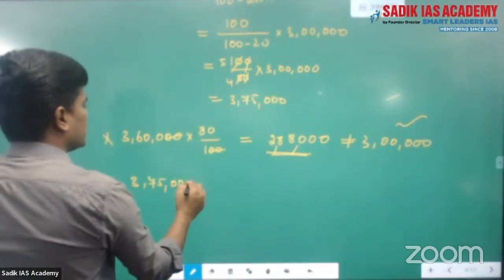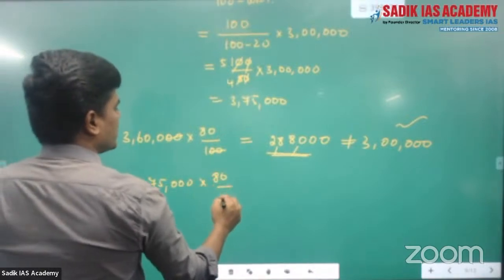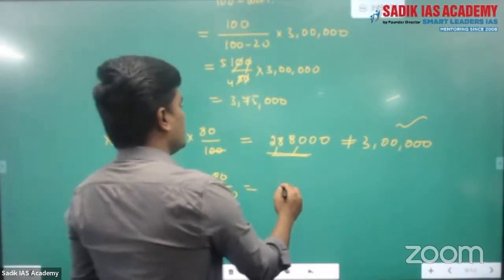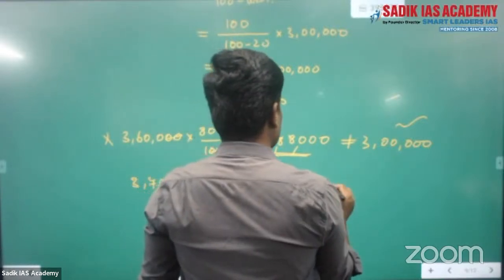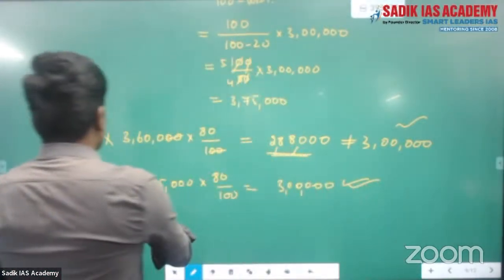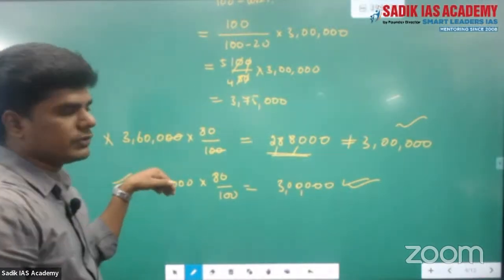3,75,000. If I find 80% of this amount, it is going to be 3 lakh. This option only will satisfy that condition. You can again validate the options.